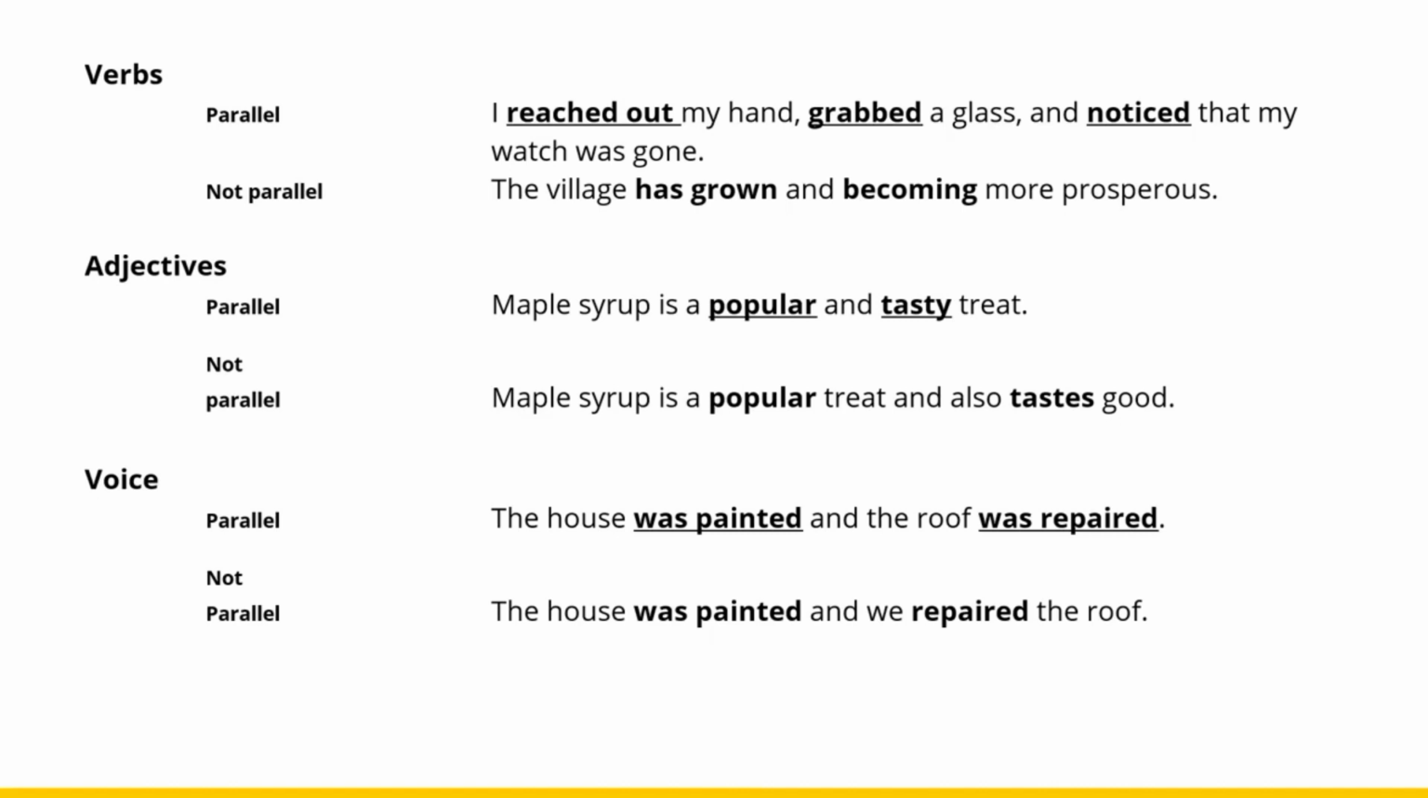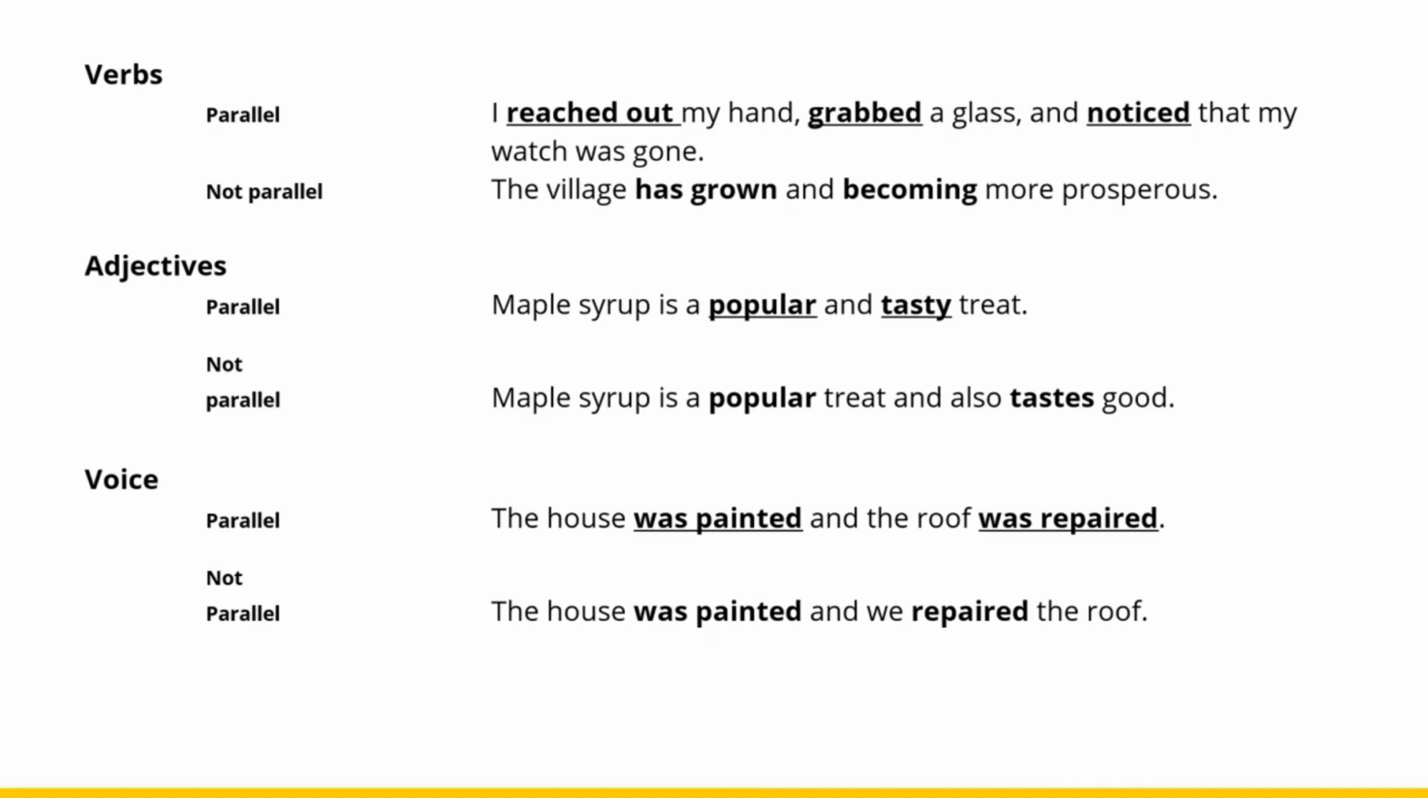So that's why this is a parallel structured sentence. The following one is not a parallel one, and here we have: the village has grown and becoming more prosperous. As you see, has grown is a perfect tense, and becoming is a continuous tense. That's why the sentence is not parallel structured. And the same goes for adjectives and passive voice. For adjectives, we have an example: maple syrup is a popular and tasty treat. This is parallel because popular and tasty are both adjectives in this case.